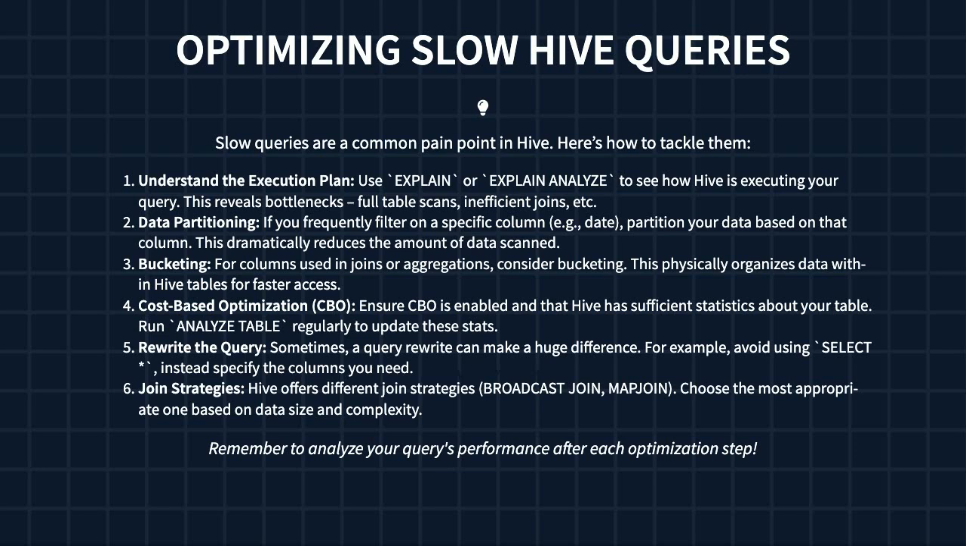This will highlight where it's struggling, like scanning entire tables instead of just specific parts. Then think about partitioning your data if you often filter by a particular column, and consider bucketing for columns used in joins or aggregations. Don't forget to keep Hive updated with statistics using Analyze table. Sometimes simply rewriting the query, like avoiding select asterisk, can make a big difference. And finally, experiment with different join strategies, Broadcast vs Mapstream, to see which works best for your data.